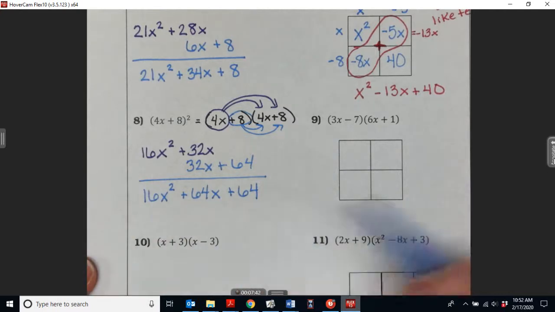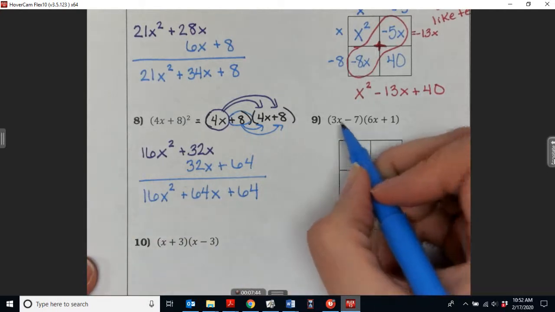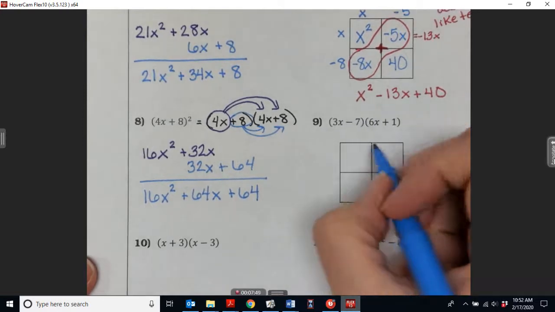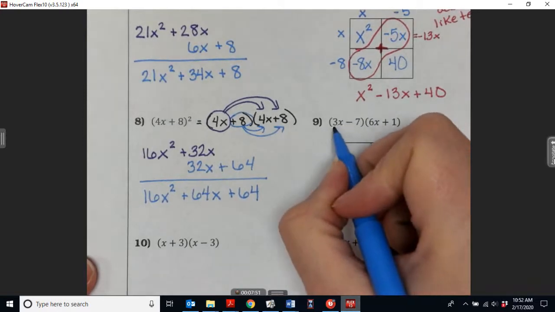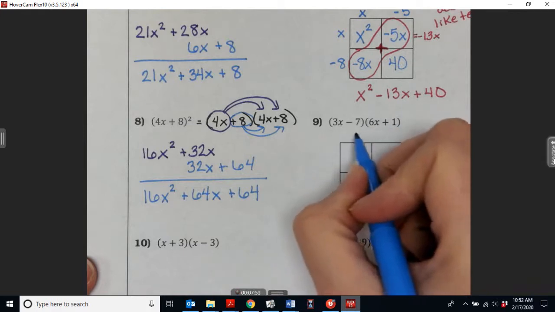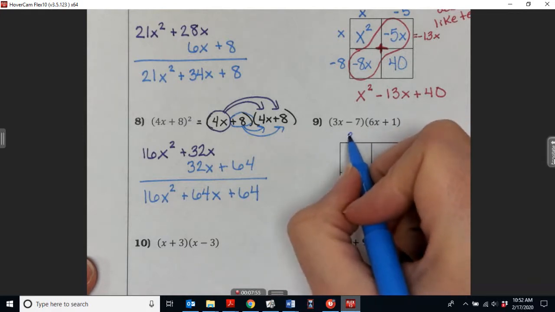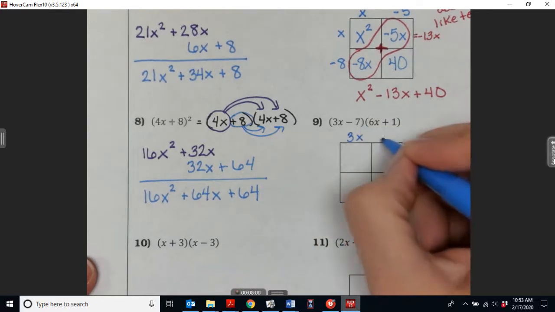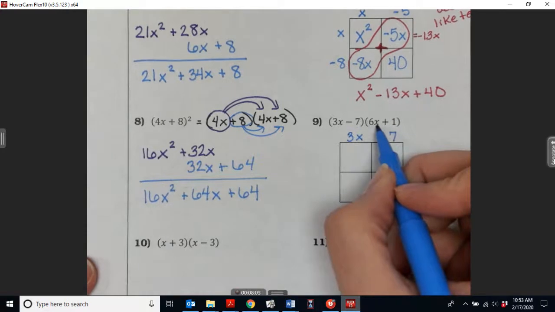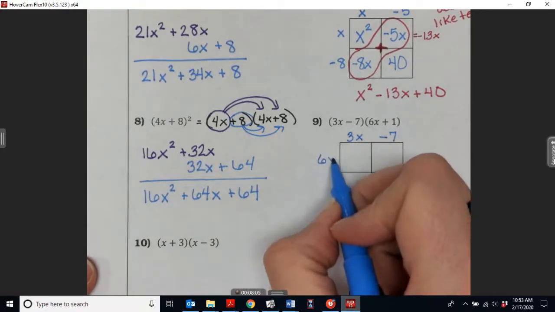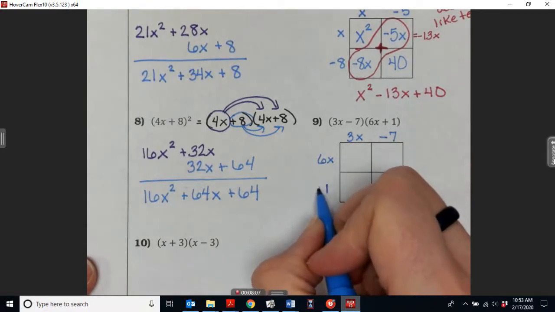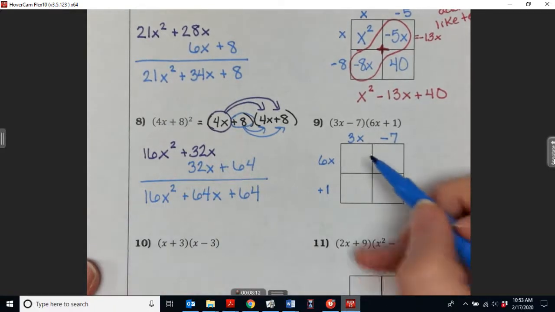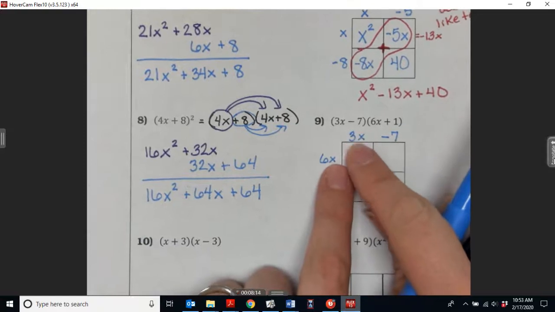Number 9. If I do the same thing, I could distribute, or I could use the box method. So pick which method you like. If I use the box method, I put the first set on top. It's just usually what I do. 3x minus 7. And then I take the second set, I'm going to put it on the side, 6x and a positive 1. And remember, we multiply to fill in the box. So what goes to this, like a Punnett square?